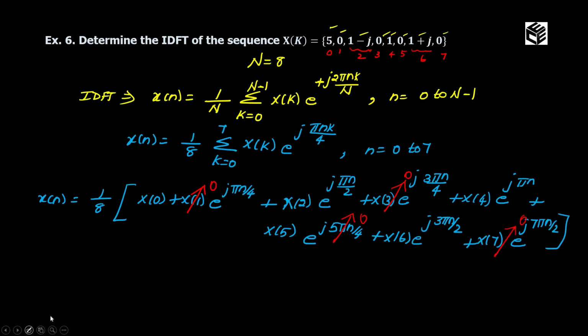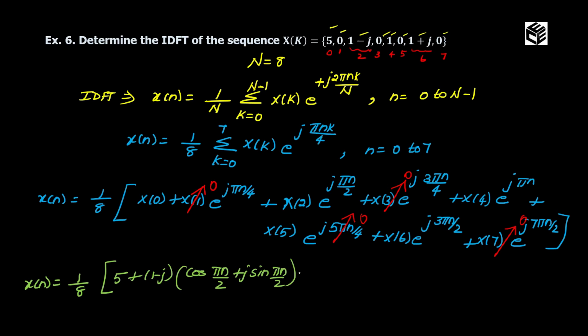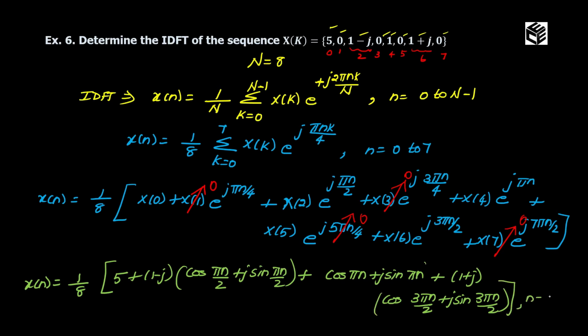Now I am going to apply the values of all the remaining functions of x, and I am going to expand the exponential function also. So my answer will be x of n is equal to 1 by 8 into x of 0 the value is 5 and x of 2 the value is 1 minus j. So 1 minus j into cos pi n by 2 plus j sin pi n divided by 2, and x of 4 the value is 1. So cos pi n plus j sin pi n, and x of 6 the value is 1 plus j. So 1 plus j into cos 3 pi n by 2 plus j sin 3 pi n by 2. Correct? Where the value of n is from 0 to 7. Understood? I am going to take this as equation number 1.